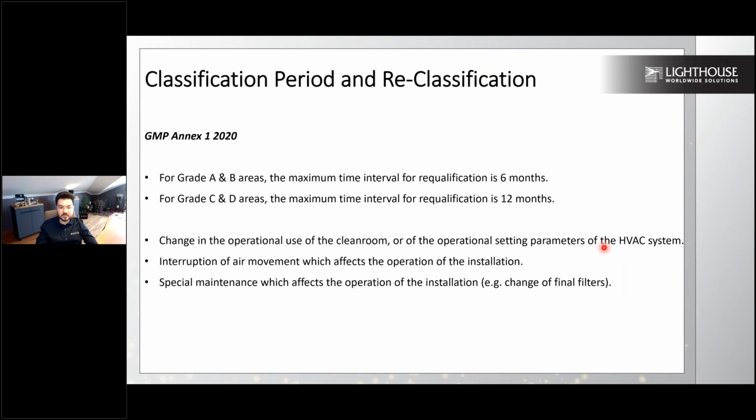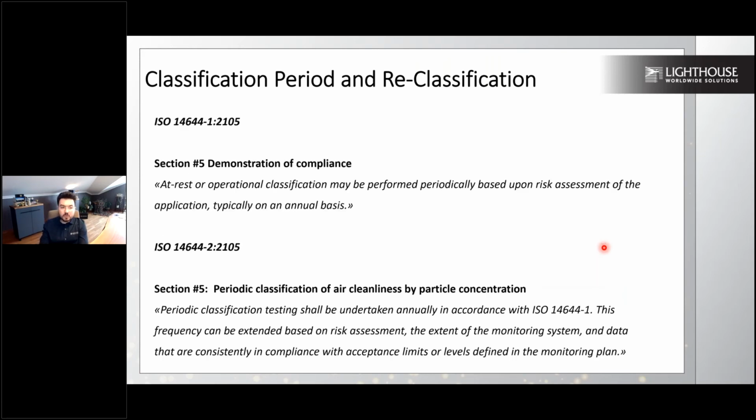requires reclassification. According to ISO 14644-1, demonstration of compliance at rest or operational classification may be performed periodically based upon risk assessment of the application, typically on an annual basis. ISO 14644-2, 2015 version, says the periodic classification will be based on a risk assessment, the extent of a monitoring system, whether there is a monitoring system or not, and data that are consistently in compliance with acceptable limits based on the trend and the level defined in the monitoring plan.